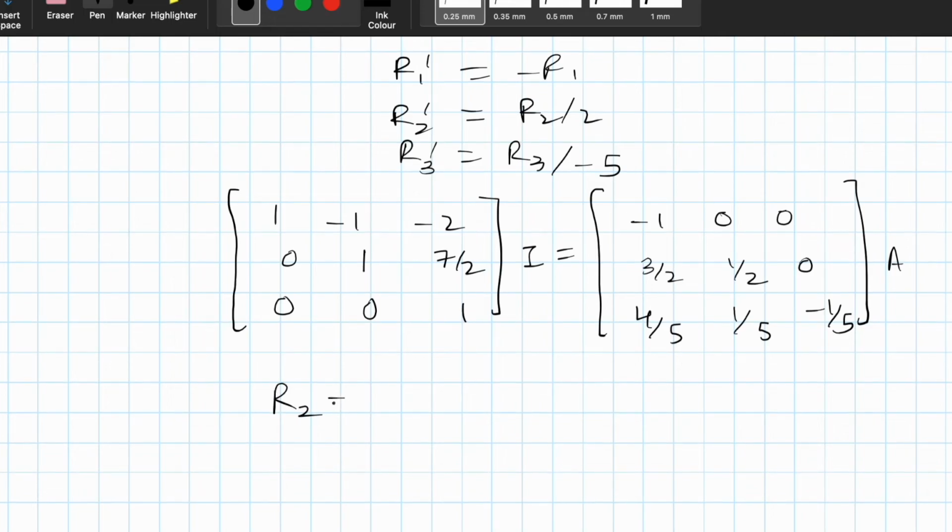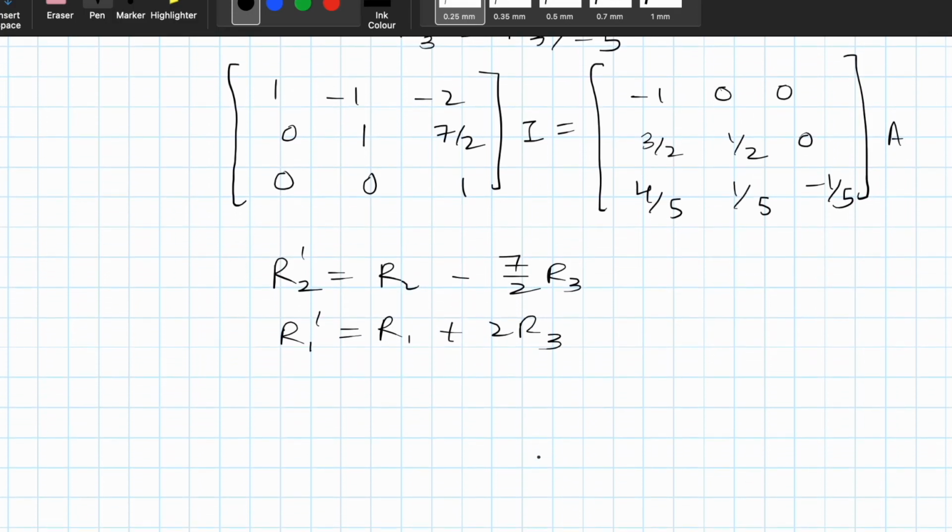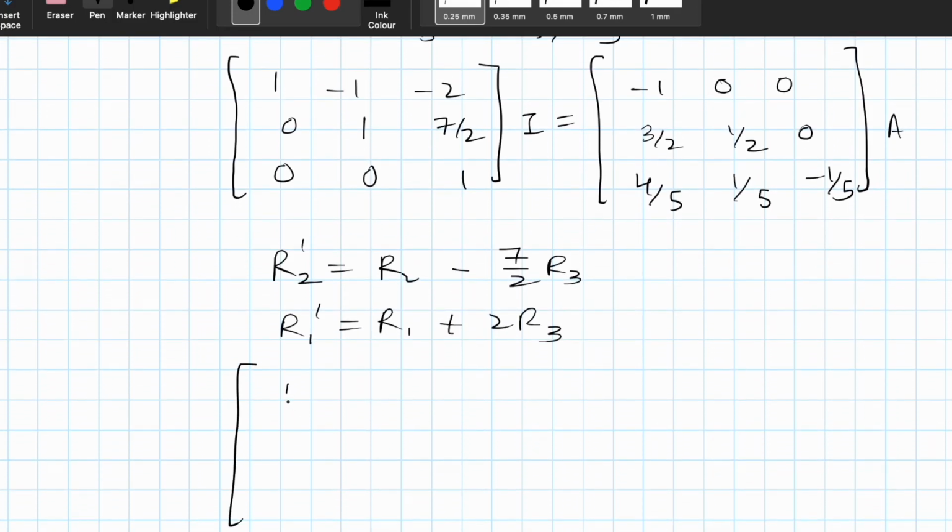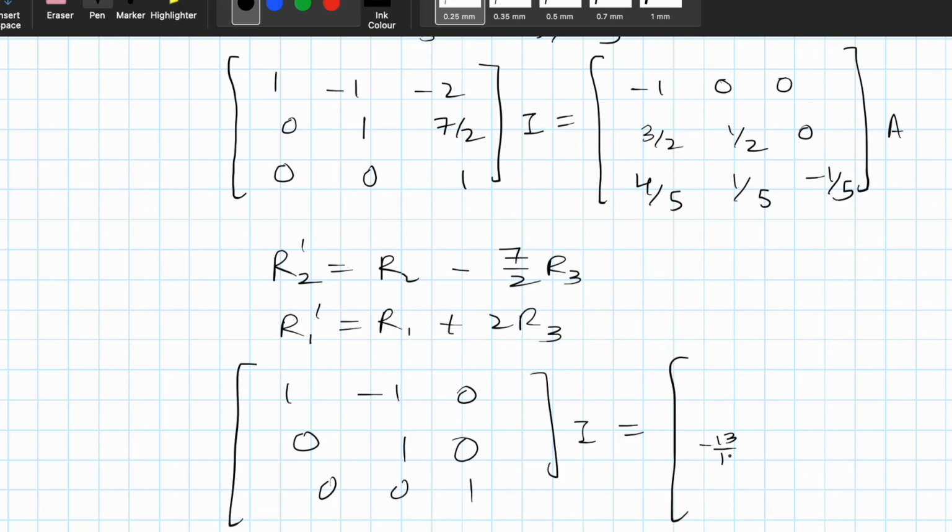So we'll write row 2 as row 2 dash minus 7 by 2 times row 3, and we write row 1 as row 1 dash plus 2 times row 3. So what will happen now? Let's see. So from 1, minus 1, 0, so from 0, 1, 0, 0, 0, 1, I equals, now row 2 dash equals row 2 minus 7 by 2 times row 3. So 7 by 2 times row 3 is 28 by 10, minus 28 by 10. This is minus 13 by 10.